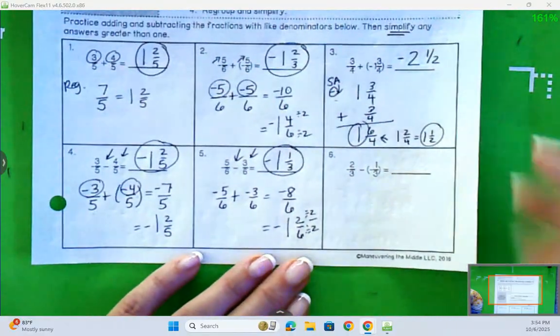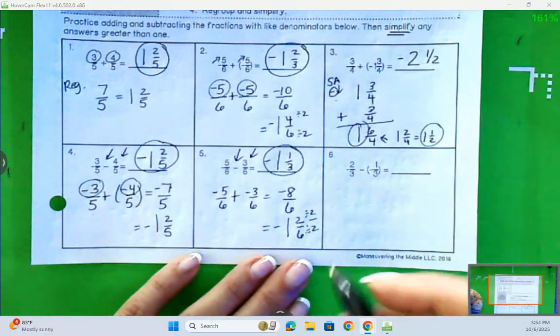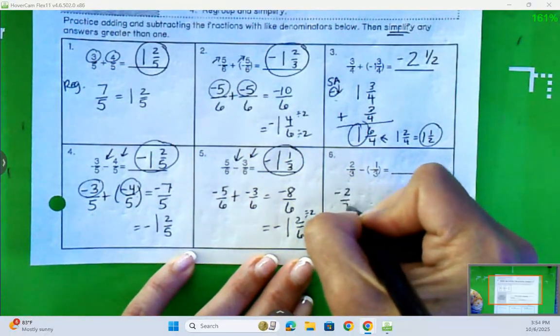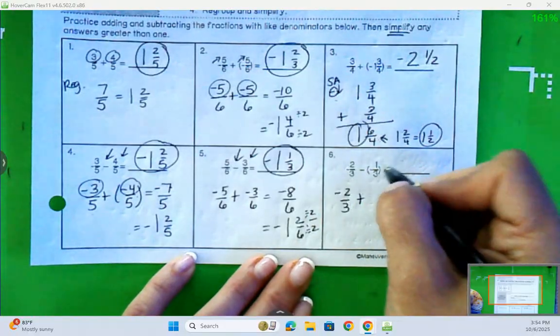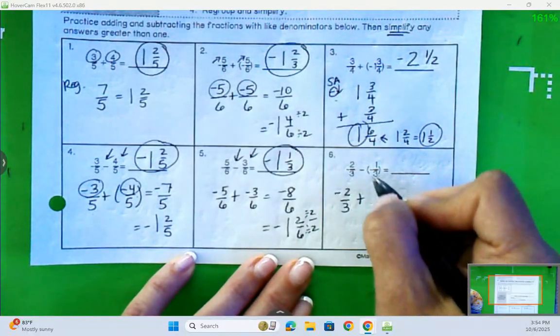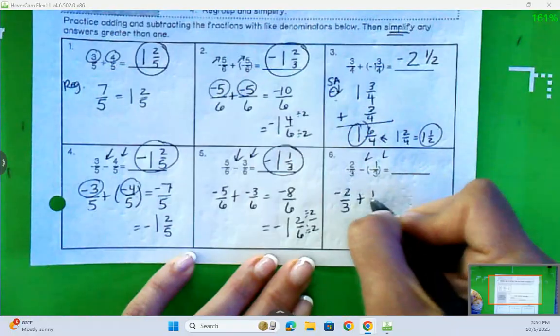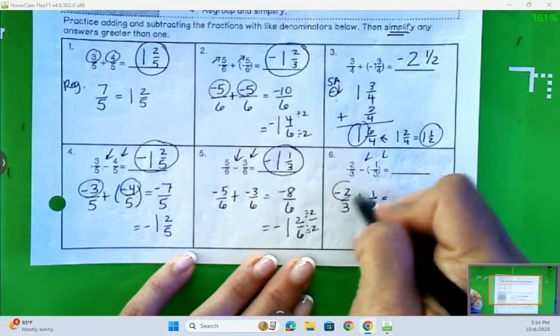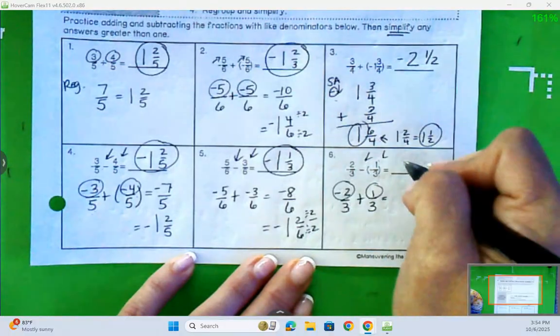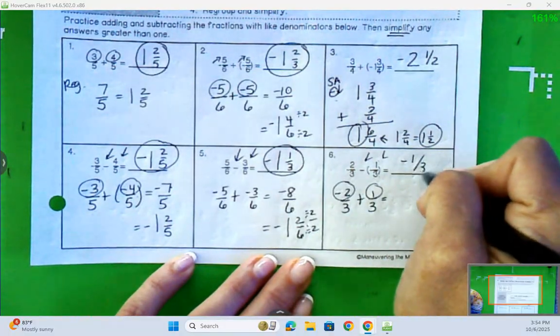And number 6, we have negative 2/3 minus, and then this was negative 1/3. So adding the opposite here would be to add a positive 1/3. And then combining our numerators, negative 2 plus 1 is negative 1/3.